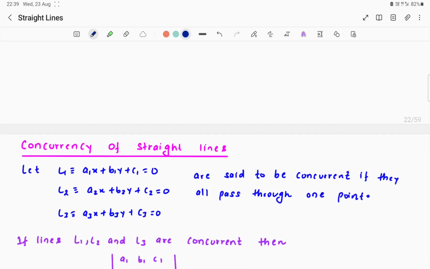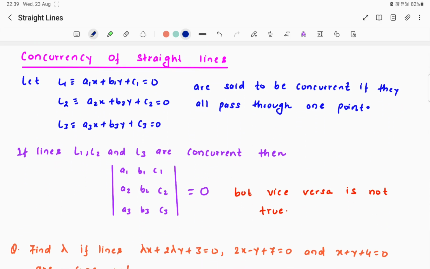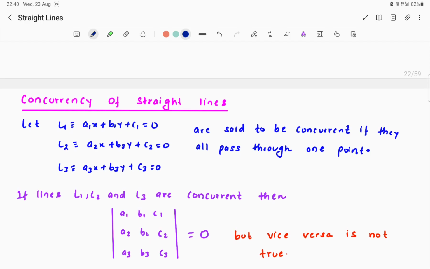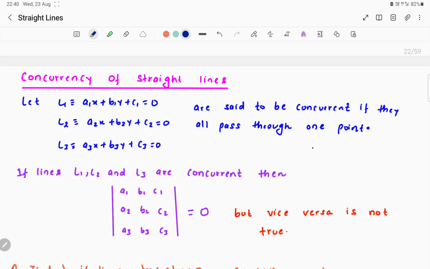Now we can see a very small topic. The small topic is concurrency of straight lines. So let's say there are three lines, L1, L2, L3, and these lines will be said to be concurrent if they all pass through a single point. Suppose this is line L1, this is line L2, and there is a third line which is also passing through the point of intersection of L1 and L2. So we will say that these three lines are concurrent.